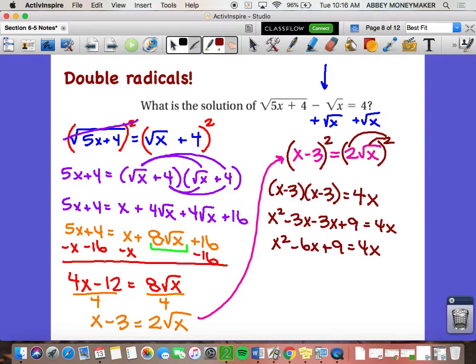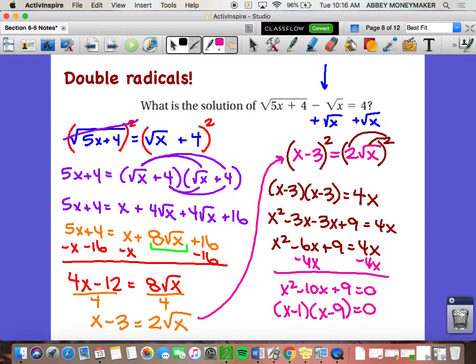I have a quadratic. I'm going to subtract the 4x in order to get this equal to 0 so I can solve. I have x squared minus 10x plus 9 is equal to 0. That factors to x minus 1 times x minus 9 is equal to 0. So my two solutions should be x is equal to 1 and x is equal to 9. Now again, I want to plug those back in to see if they hold true.